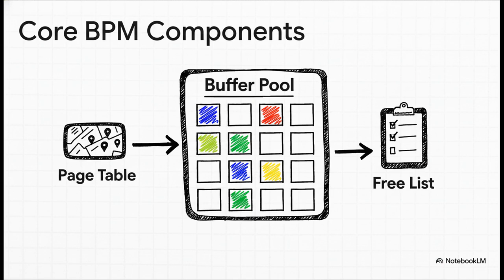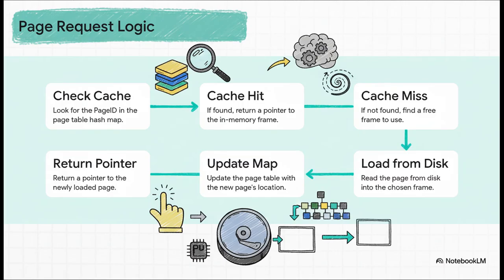Then you've got the page table. This is your parking lot directory. It's a hash map that tells you instantly, hey, page 123? Yeah, it's in parking spot 7. And finally, the free list, which is, well, just a list of all the empty parking spots. Super simple. So when a request for a page comes in, the logic is pretty straightforward.